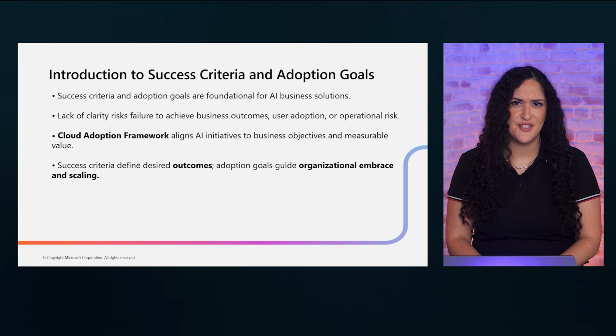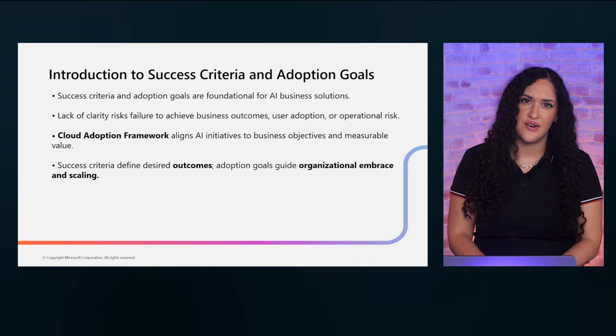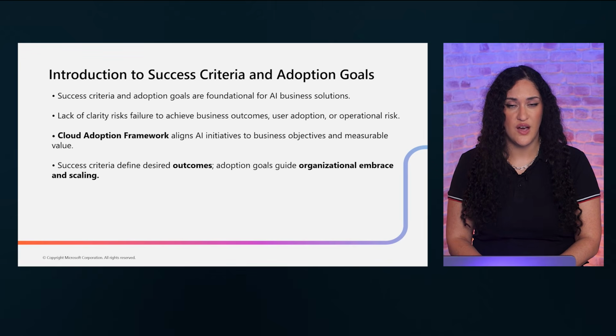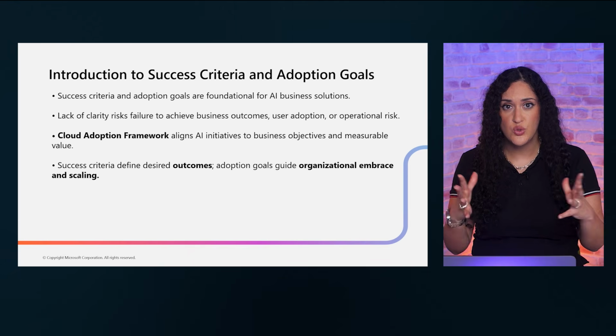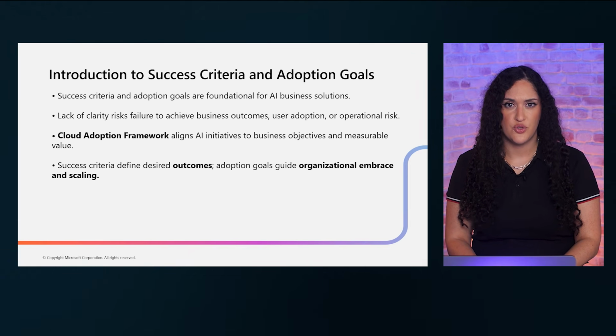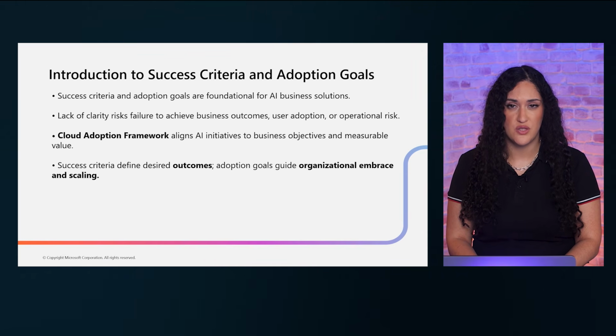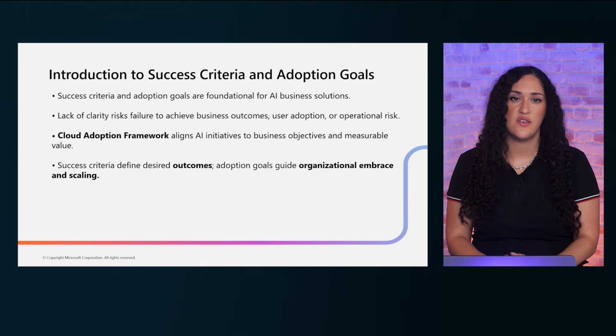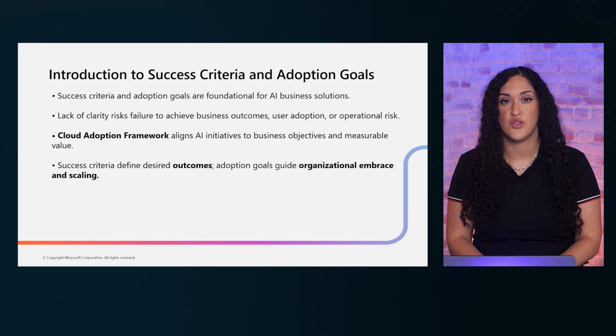So let's be direct. The number one reason AI solutions fail isn't technology, it's a lack of clarity about what success looks like. Success criteria define the specific outcomes your solution must achieve. Adoption goals guide how you scale those outcomes across the organization. The Microsoft Cloud Adoption Framework provides a structured approach to aligning your AI initiatives with business objectives. Together, success criteria and adoption goals give your stakeholders a clear picture of what you're building, why it matters, and how you'll know when it's working.